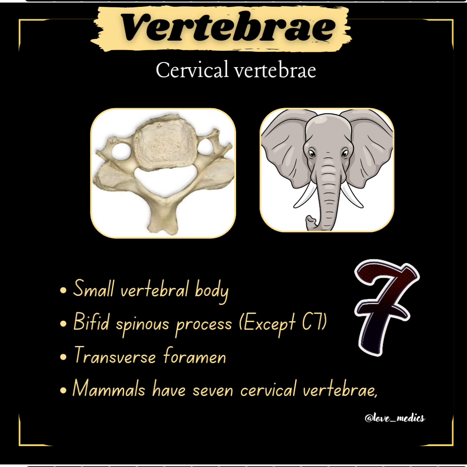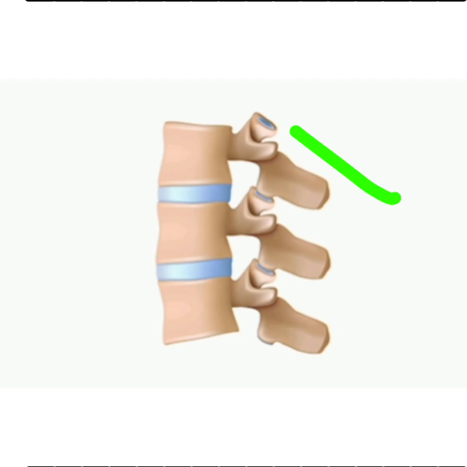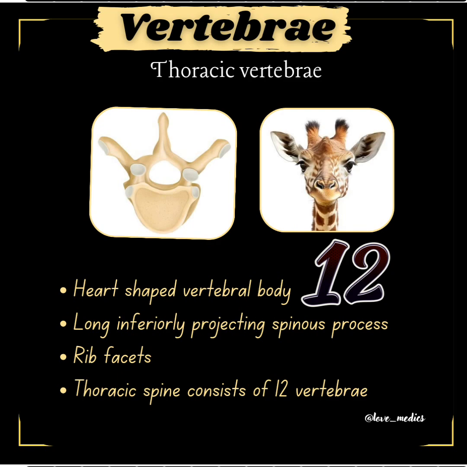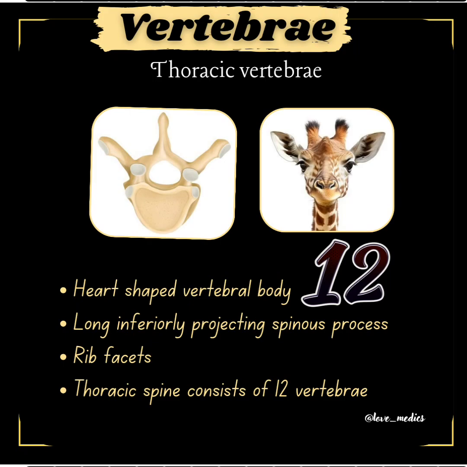Next, thoracic vertebrae. The vertebral body is heart shaped, with a long inferiorly projecting spinous process. And the thoracic vertebrae has many rib facets and vertebral articular facets. With these points, you can identify the thoracic vertebrae. The thoracic spine consists of 12 vertebrae.